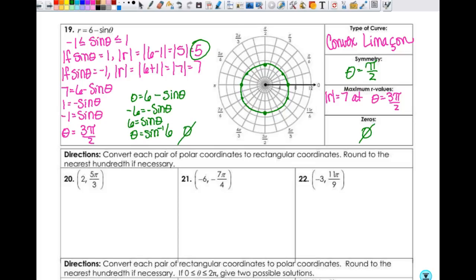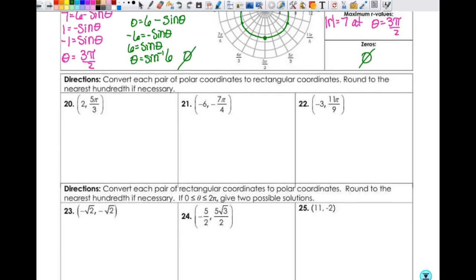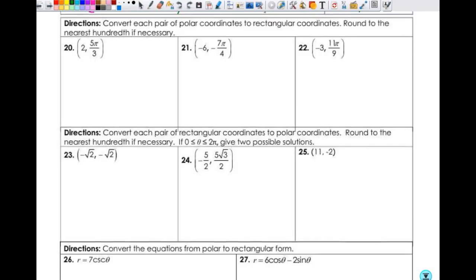All right. Okay, so now we're going to convert each pair of polar coordinates to rectangular coordinates, round to the nearest hundredth if necessary. So these are the things that I am not going to give you. I am not going to give you the fact that x equals r cosine theta and y equals r sine theta. You should know that. Okay, that is definitely something you should know.